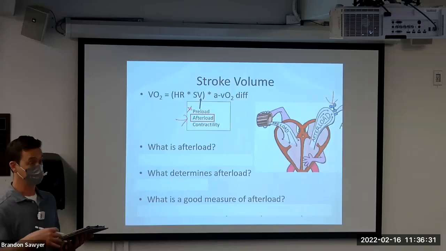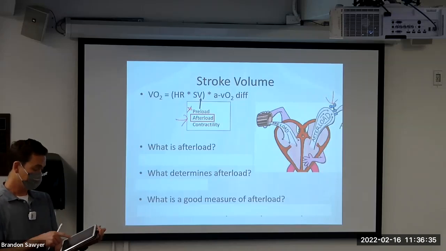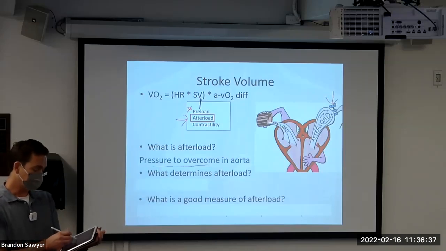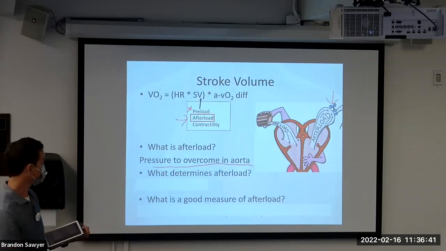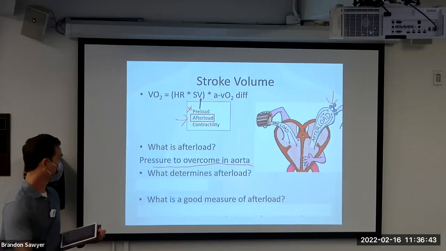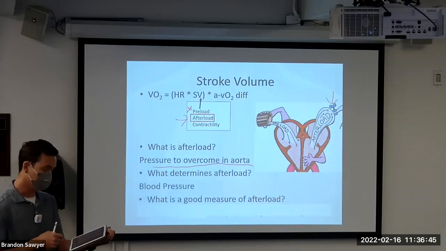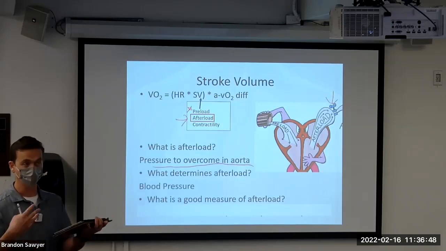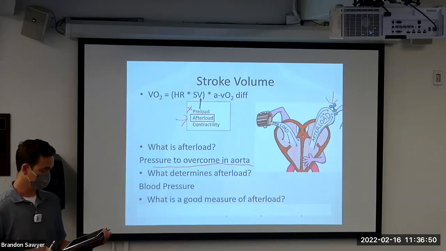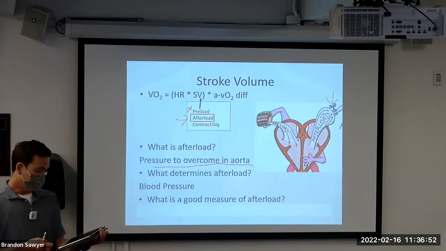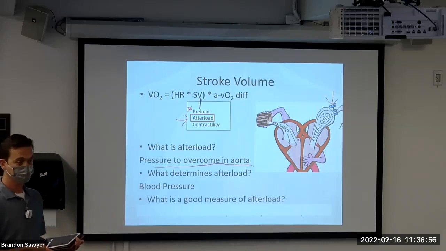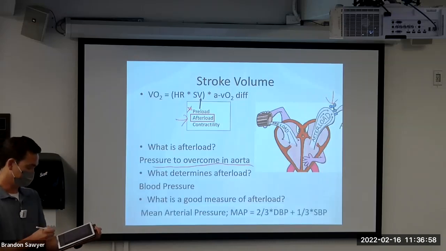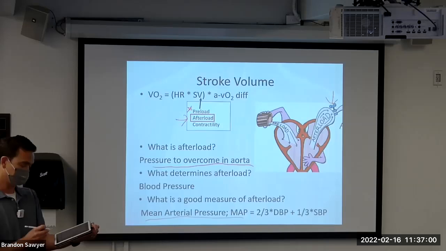Good. The amount of pressure it takes to overcome that pressure in the aorta. Perfect. So it's that pressure that needs to be overcome in the aorta to open up the aortic valve. What determines this is really just our blood pressure, right? How much pressure do we have in that aorta? A good way to measure it would be our average blood pressure over time, which is called our mean arterial pressure, or MAP.